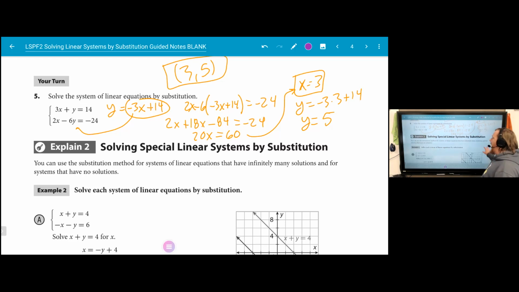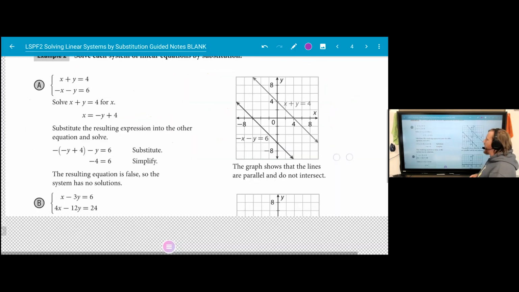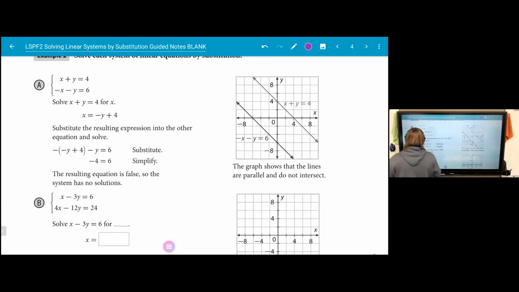Let's do this. What happens? What does it look like when you have no solutions? The first equation, x plus y equals 4, and the second one's negative x minus y equals 6. I'm going to take that first one. I'm going to solve it for y.